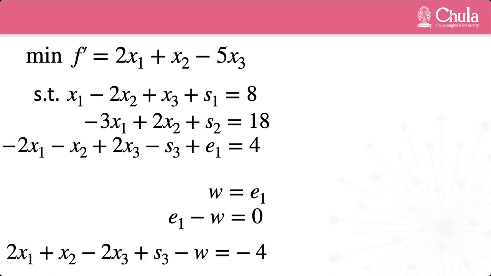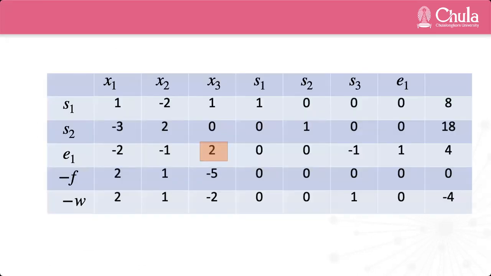So we define W as E1. So E1 minus W becomes 0, right? And we substitute the third constraint for E1 here. So we obtain this line. From this one, we construct the tableau.